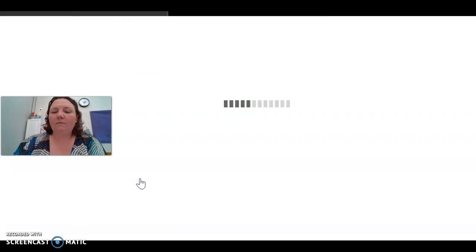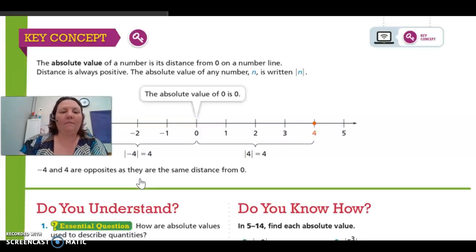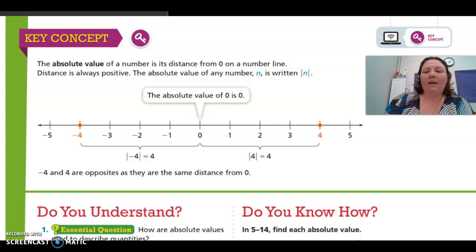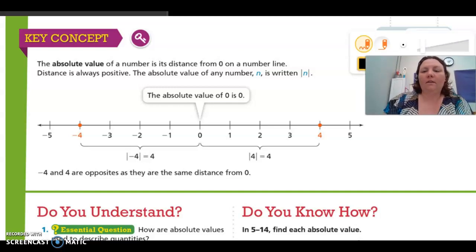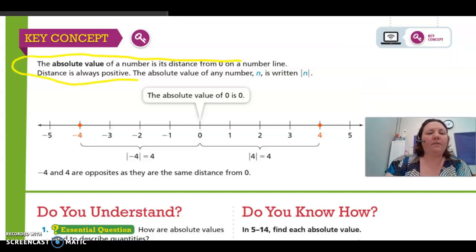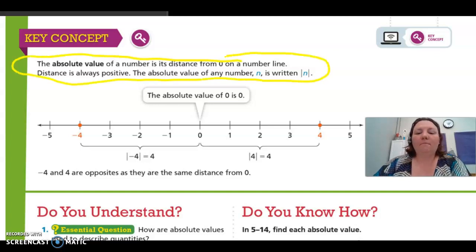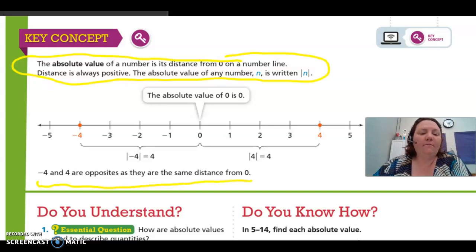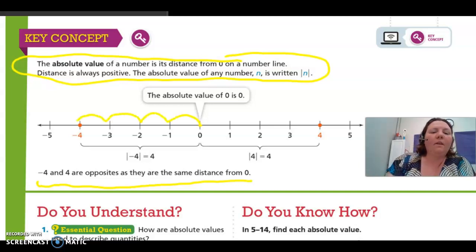We have a couple more minutes here before my recording will time out, so let's look at a couple of connecting questions. Again, here we can see the key concept reminds us that the absolute value of a number is its distance from 0. Distance is positive, so how far away it is. And here you can see we have another vocab word being snuck in on us here. -4 and 4 are opposites because they are the same distance from 0. -4 is 4 to the left, and +4 is 4 to the right.